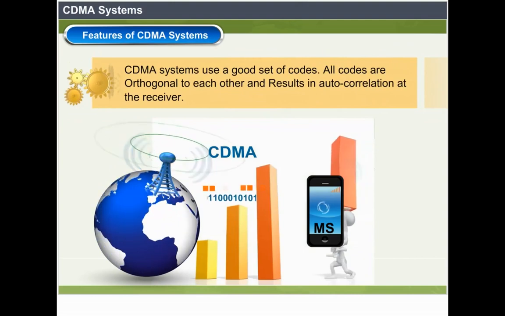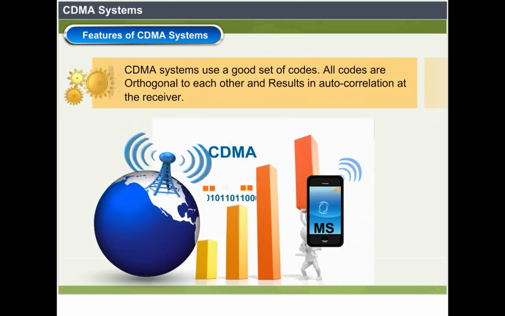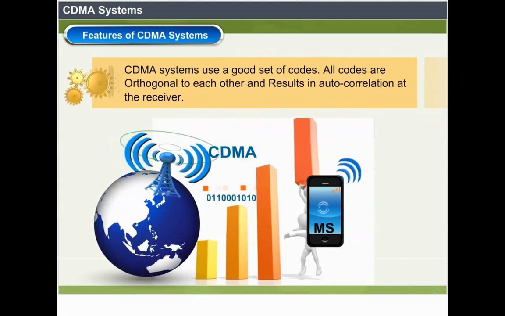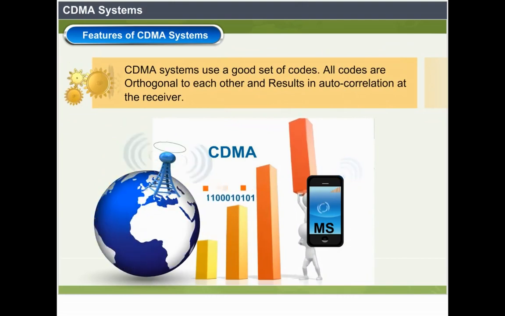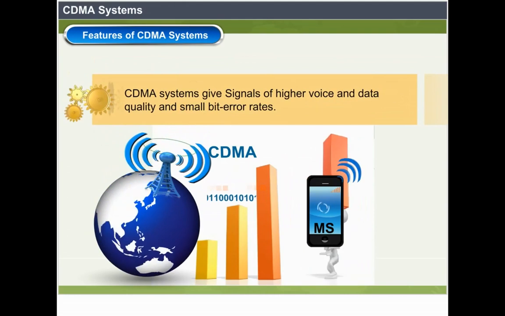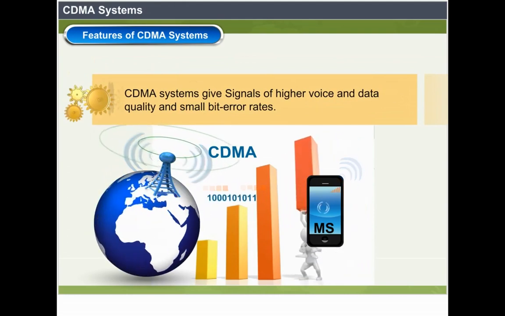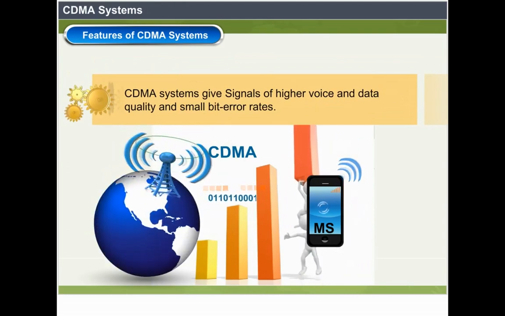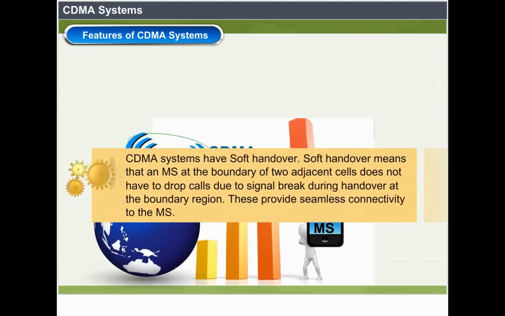CDMA systems use a good set of codes. All codes are orthogonal to each other, which results in autocorrelation at the receiver. CDMA systems give signals of higher voice and data quality and a small bit error rate.